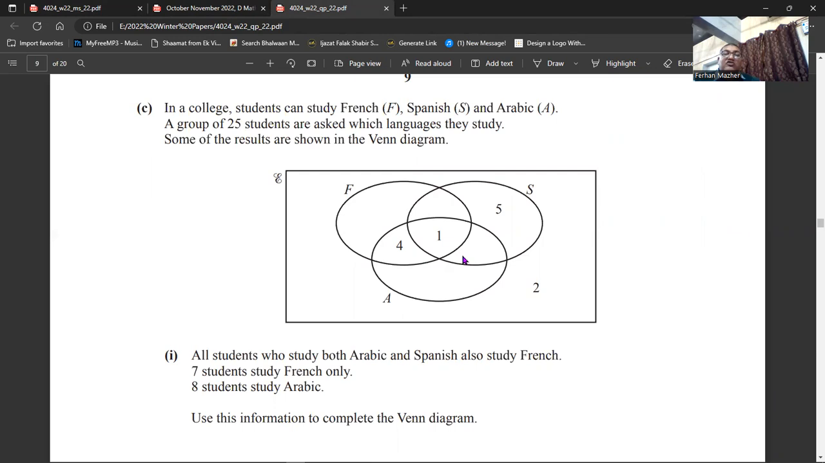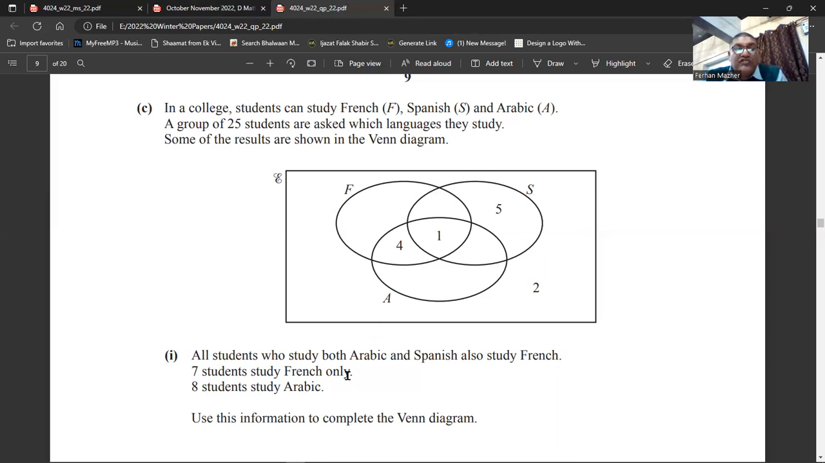So the portion where you have Arabic and Spanish will remain 0, because all the people who study both Spanish and Arabic also study French. So they will be here, and there is only 1 student. Here you don't have anything. Here is a perfect 0. Okay, 7 students study French only. So they will be here, 7.